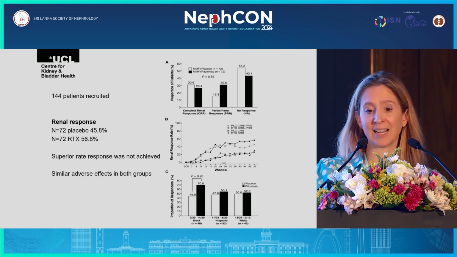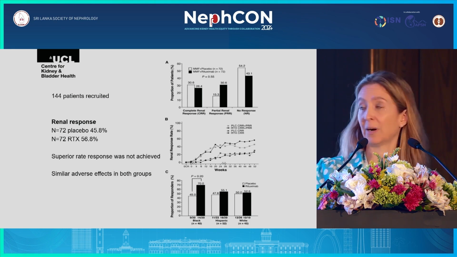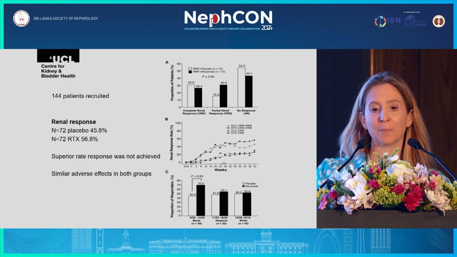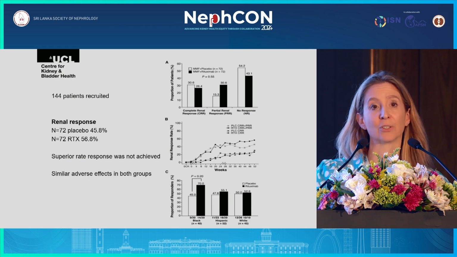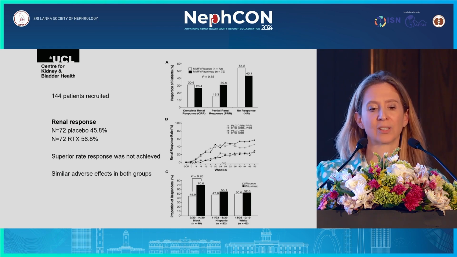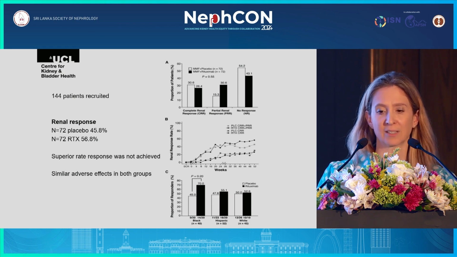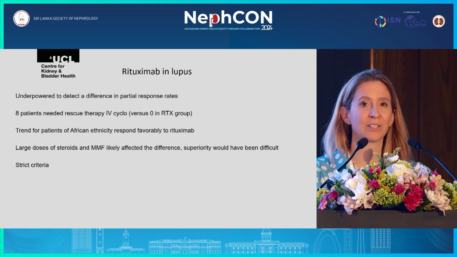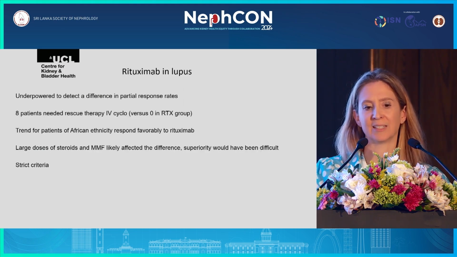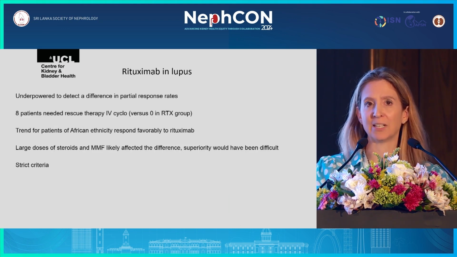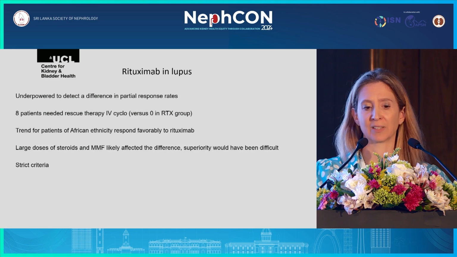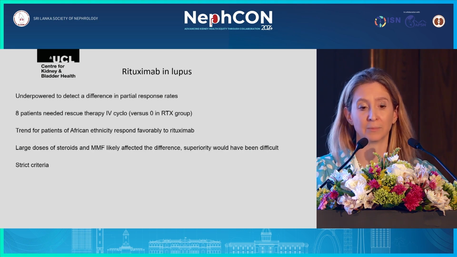A few caveats to add: there was actually a greater partial response in the patients given rituximab, and patients of Black ethnicity, which is a higher risk group, also seemed to respond better to the rituximab arm. However, this trial was underpowered to detect a difference in partial response rates. It's also important to note that 8 patients needed rescue therapy with IV cyclo in the placebo arm, whereas none in the rituximab arm needed cyclo.